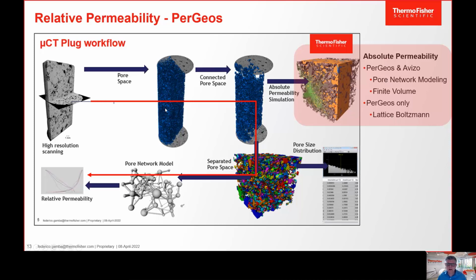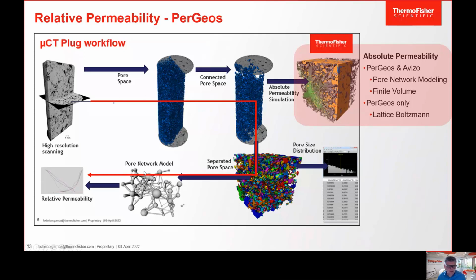So with the standard license of Avizo, you can do this path. And with the standard license of PerGeos, you can do what we have seen so far. If you want to do absolute permeability, you have to acquire an additional license that includes a lot of simulators, not only absolute permeability. We can see that at the end. I have a slide with all the licensing and modules and extensions, etc.